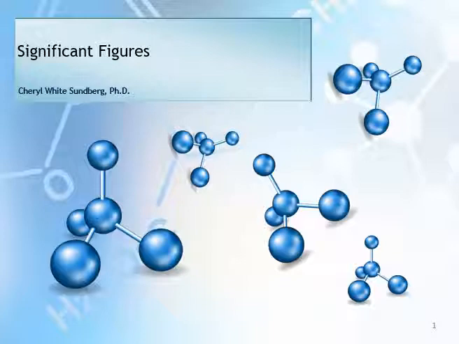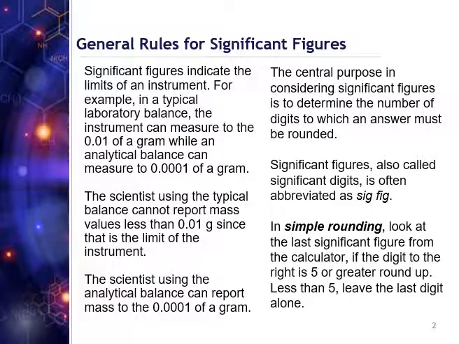Significant figures. General rules for significant figures. Significant figures indicate the limits of an instrument. For example, in a typical laboratory balance, the instrument can only measure to the 0.01 of a gram, whereas an analytical balance can measure to 0.0001 of a gram. The scientist using the typical balance cannot report mass values less than 0.01 grams since this is the limit of the instrument.